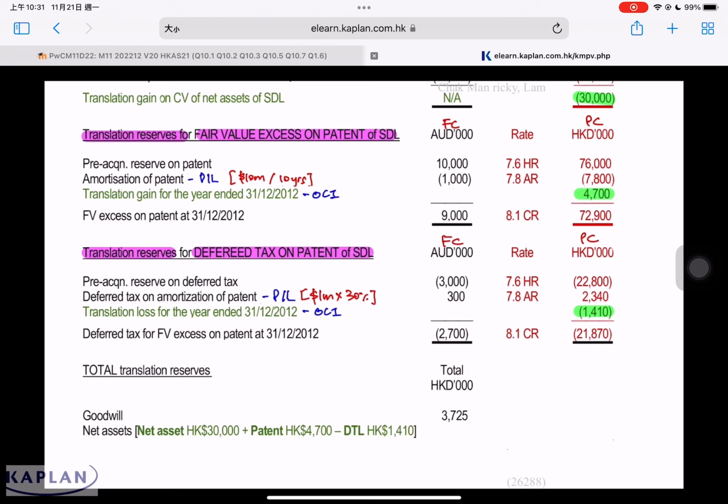The total translation differences is 33,290. And the translation gain on the goodwill is equal to 3,725. Total is equal to 37,015. These translation differences will appear as part of OCI.